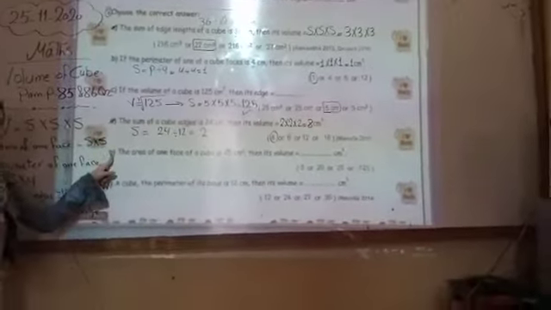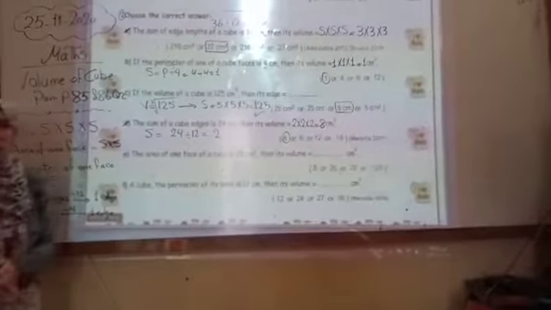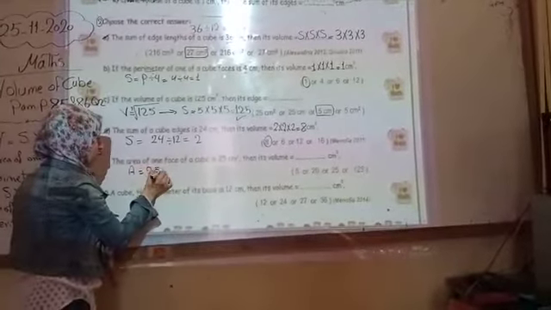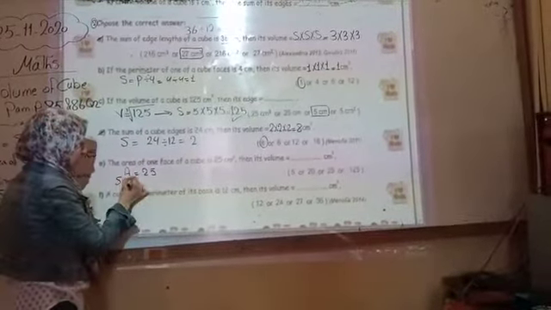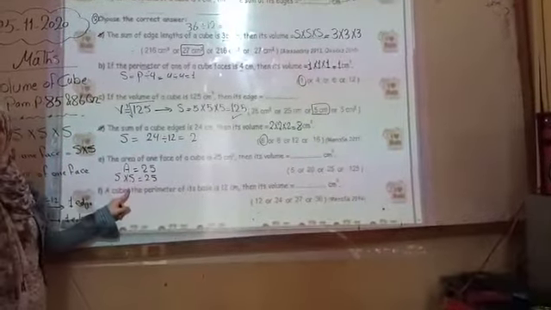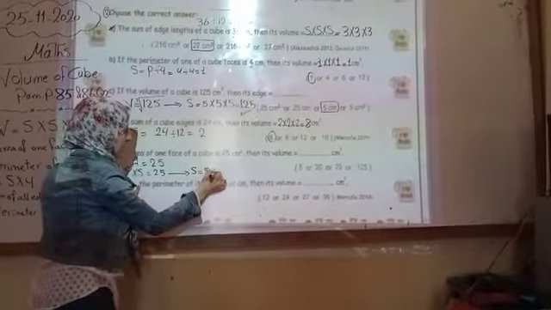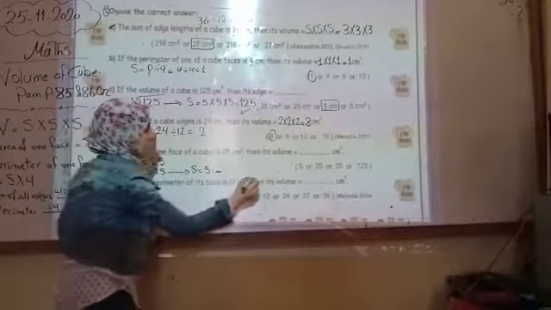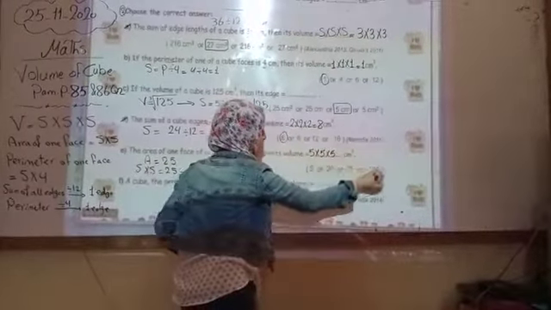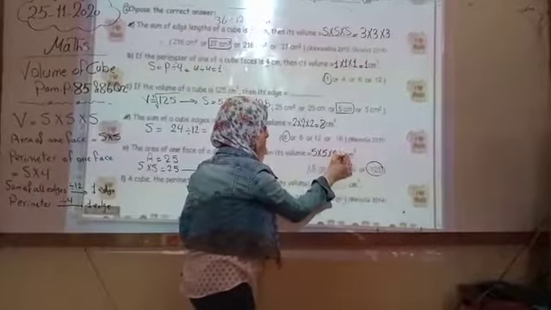Now in question E, the area of one face is 25. We know that side by side equals 25. If side by side is 25, the side will be 5. I want the volume: 5 by 5 by 5 equals 125.